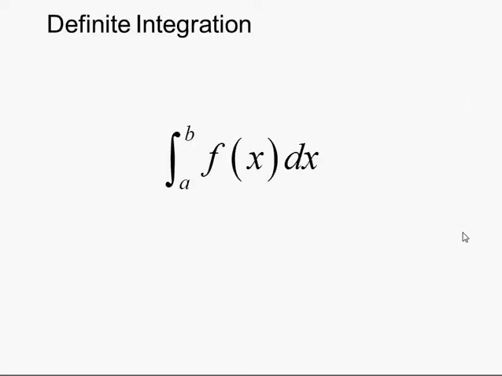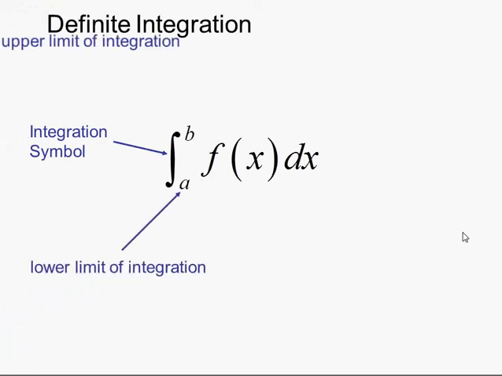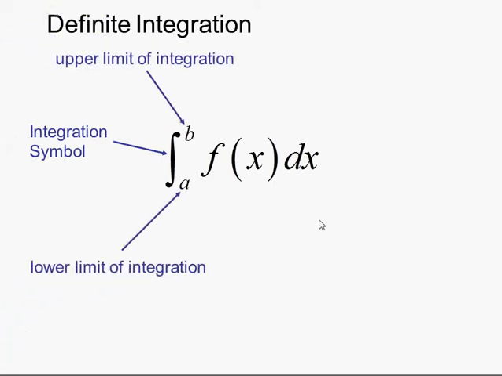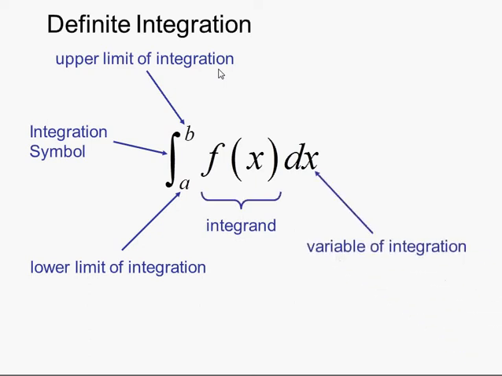Here's the notation. That's your integration symbol. That's your lower limit and that's your upper limit. Lower limit means the left-hand side of the graph, and upper limit is the right-hand end of the area. The thing you're integrating, or your function, is called the integrand, and your x dx is your variable of integration. You don't hear anyone use the word integrand, but there it is for you.